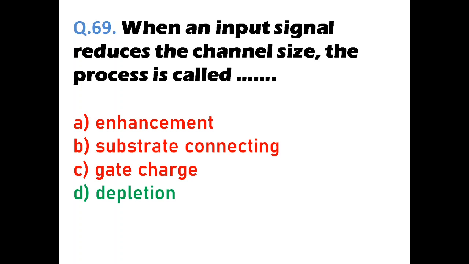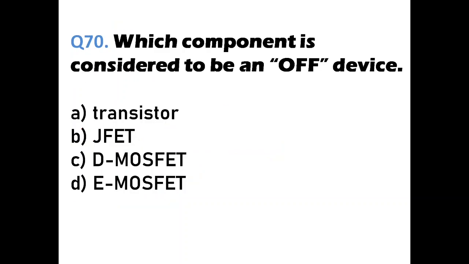When an input signal reduces the channel size, the process is called depletion because the drain current will decrease. That means the majority charge carriers are reduced. Reduction of majority charge carriers means it is depleted. It is depleted of majority charge carriers. Clear? Then we'll go to the next question, question number 70.